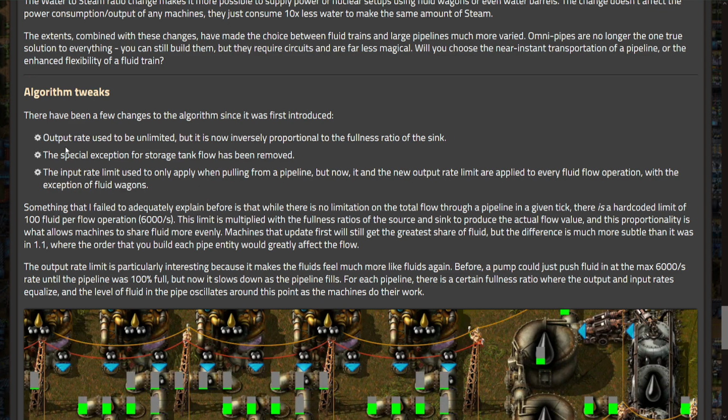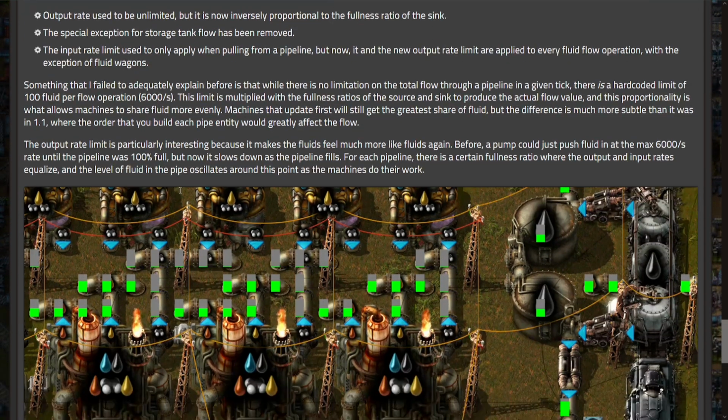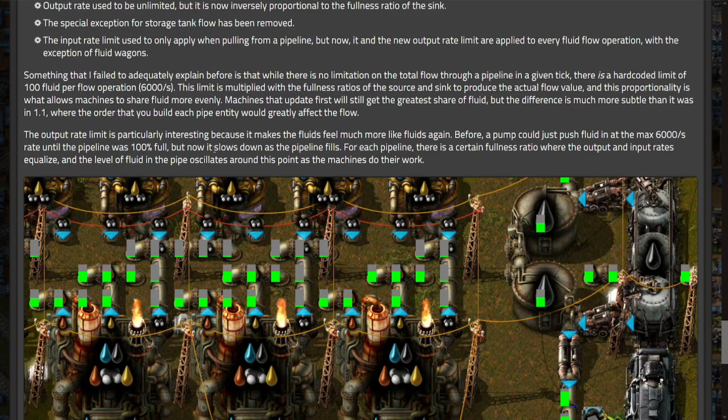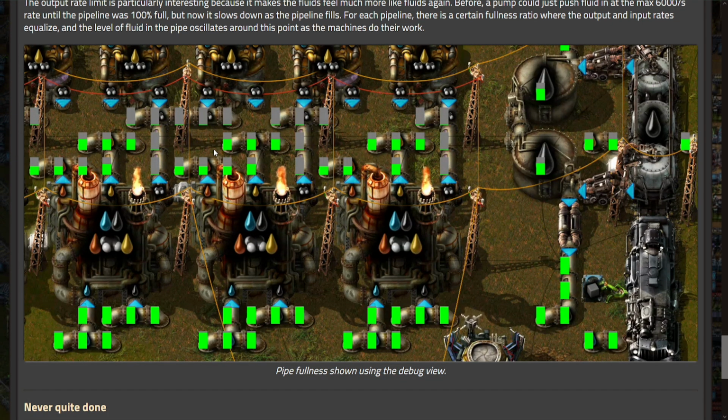So now the output rate used to be unlimited, but it is now inversely proportional to the fullness ratio of the sink. So I don't really know the internals of how the fluid system works, obviously. And this seems to be an even more complicated sentence. But I think what all of this means is that the more full a thing already is, the smaller the throughput into that thing will be.